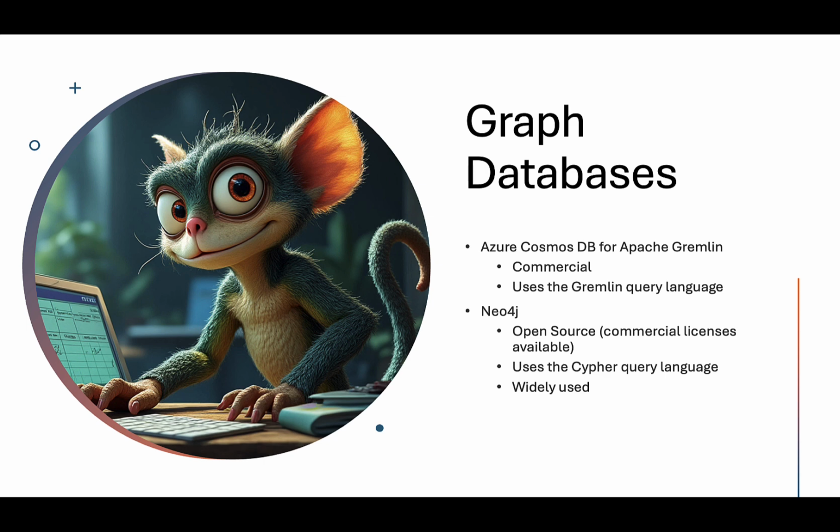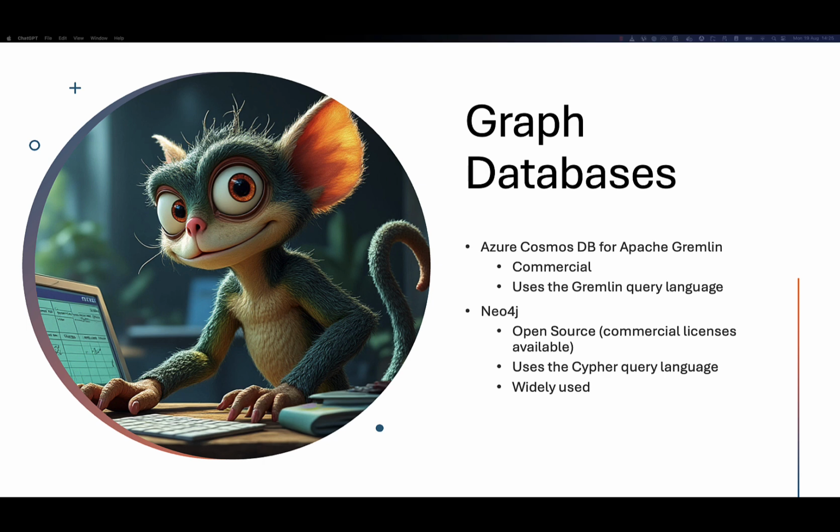It's commercial license, of course, and it uses a specific language, the Gremlin query language, to ask questions about the graph that you store within Cosmos DB. And then, of course, very well known, open source, but with commercial licenses available, is Neo4j. It uses a different query language, the Cypher query language, and it's very widely used.